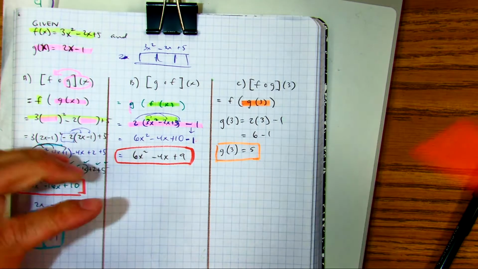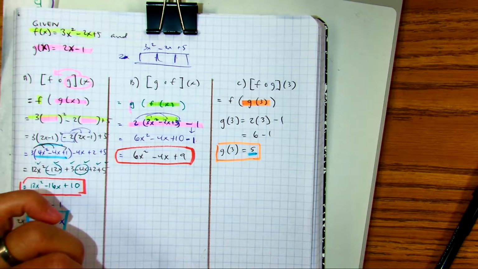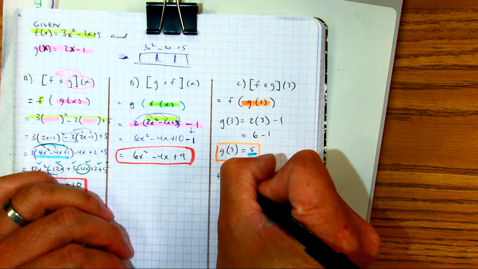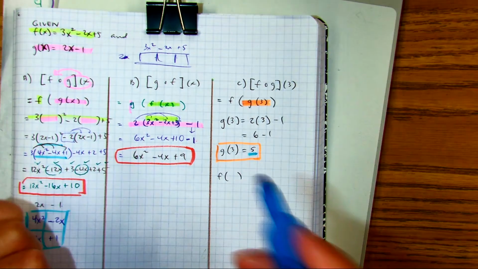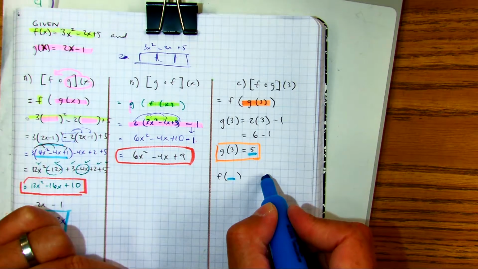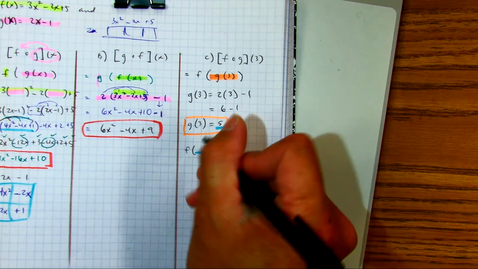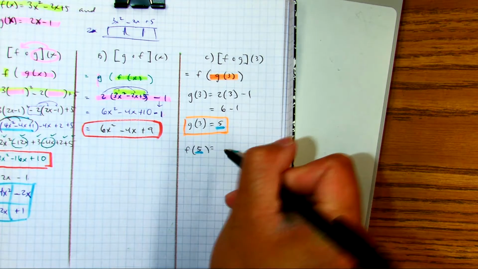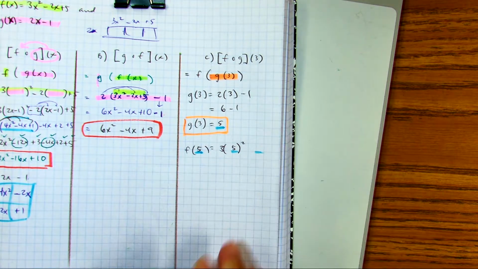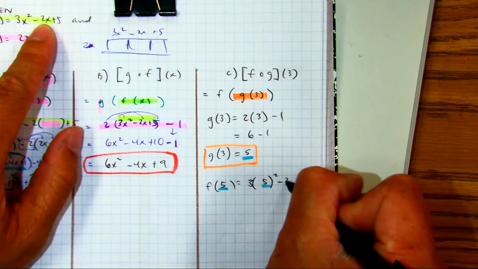What does this basically tell us? You're going to be putting in this 5 now into which function? F, right? F of 5 now. So every time I see an x, we're going to write 5. So I have f of 5 equals 3 times 5 squared, I'm looking up here, minus 2 times 5 plus 5.